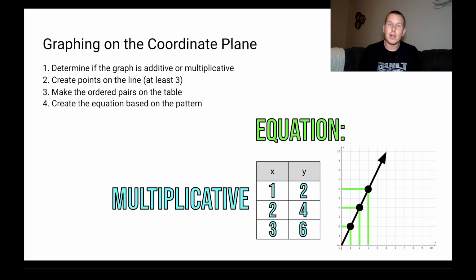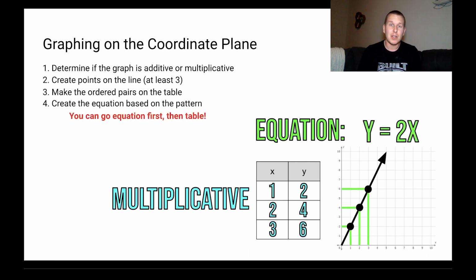Step 4, create an equation based off the pattern. I think it's a little bit easier to see these patterns when you see them on a table. Some might find it on a graph easily as well. But as I look, as we're going from left to right, or from x to y, it looks like we're multiplying by 2. So the way I would write this equation is by writing y equals 2x.